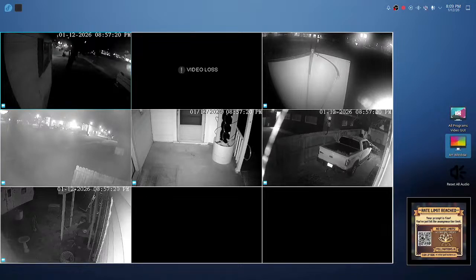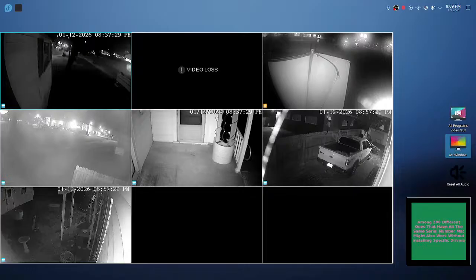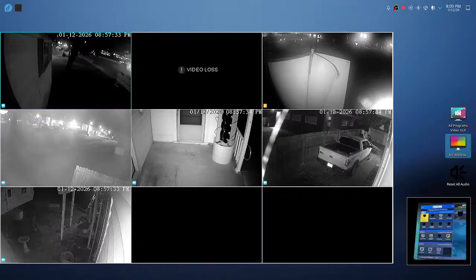Among 200 different ones that have almost the same serial number. macOS might also work without installing specific drivers.